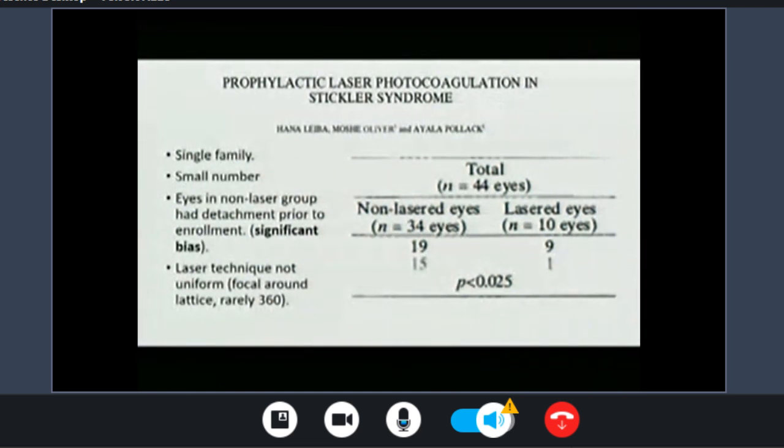This is a significant bias. You cannot do this in order to get meaningful results. The laser technique was not uniform. Sometimes they did focal around lattice, and sometimes they did 360.